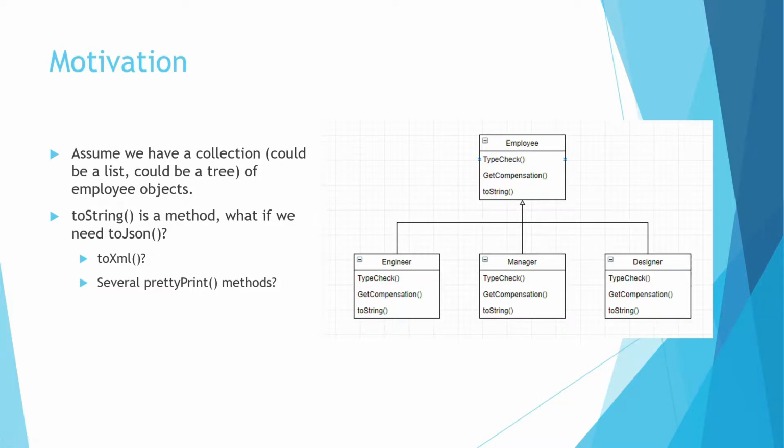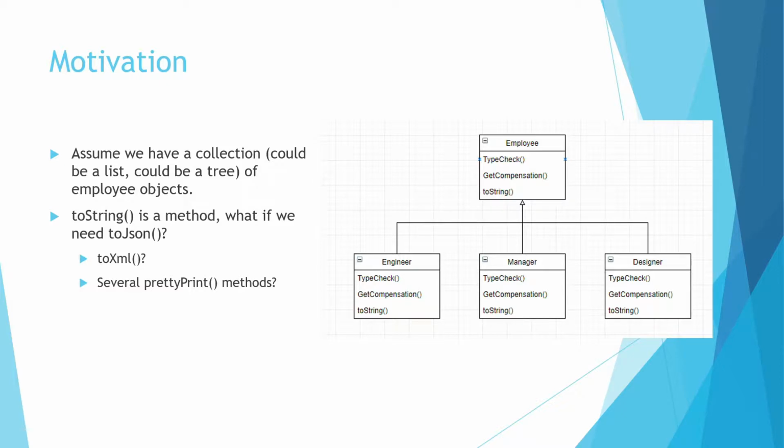So, to understand why we need the visitor pattern, let's give ourselves a scenario. Let's assume we have a collection. It could be a list, it could be a hash map, it could be a tree of employee objects. So we have an employee, which is our base class, and then we have engineer, manager, and designer that all inherit from employee. And you could imagine any number of other subclasses of employee, but for now we'll just say 3.